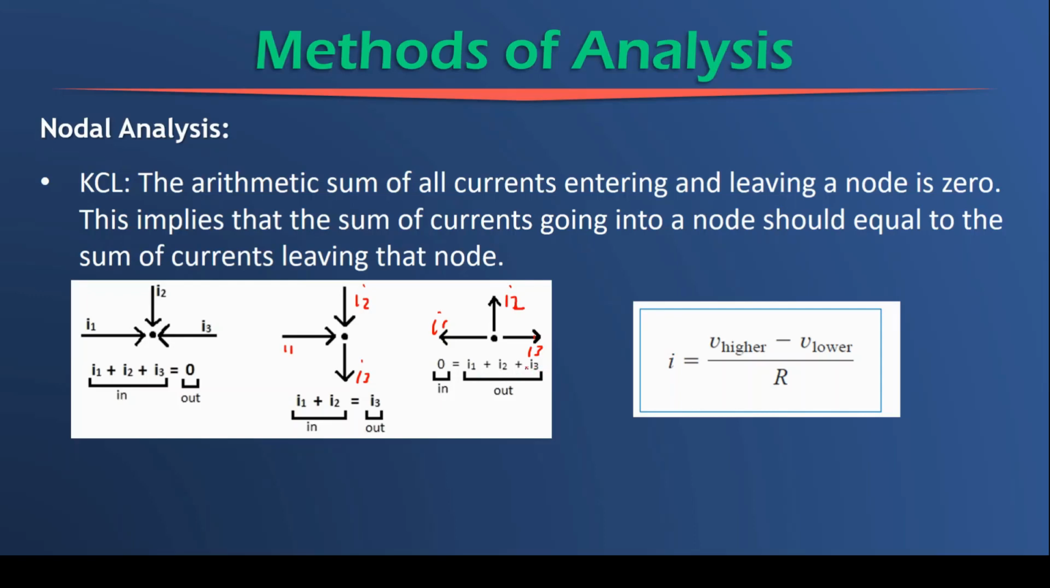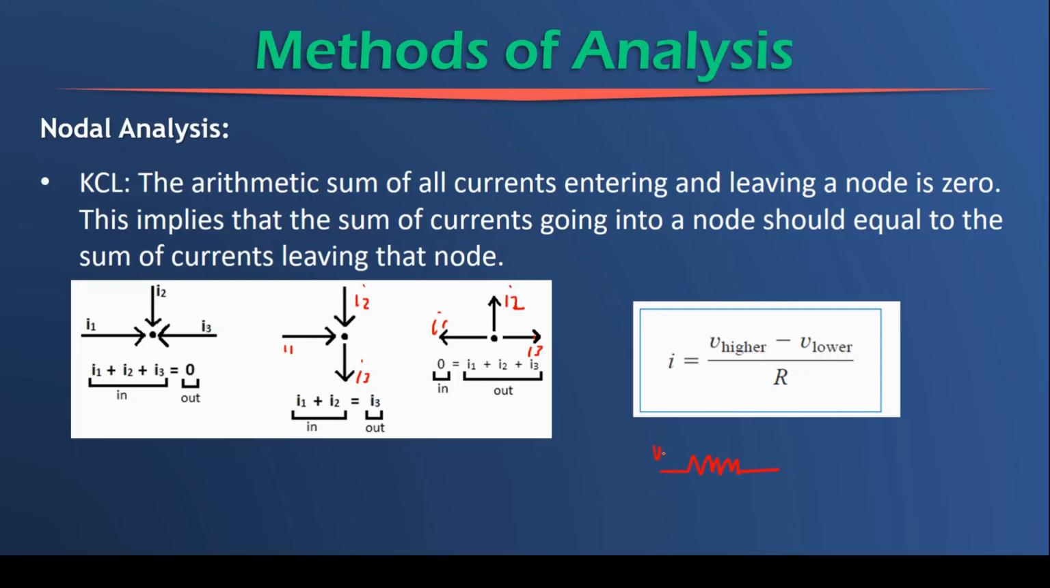It's important to note that in as much as you can decide any direction of current to flow, it is important that you express the current correctly. And the equation to express the current is the equation you see on the right hand side, which is that the current is always going to equal the voltage of the higher potential minus the voltage of the lower potential over the resistance.